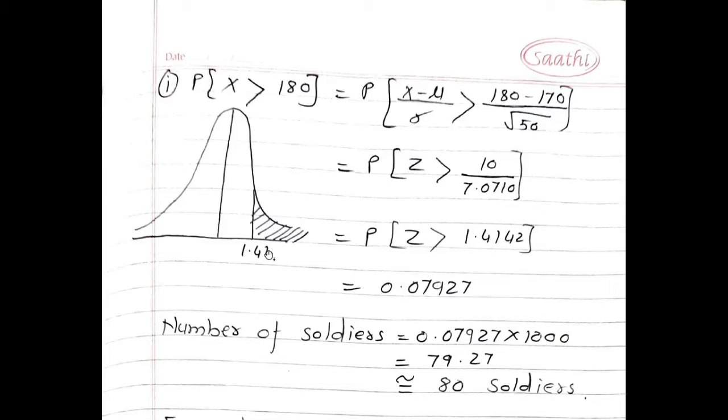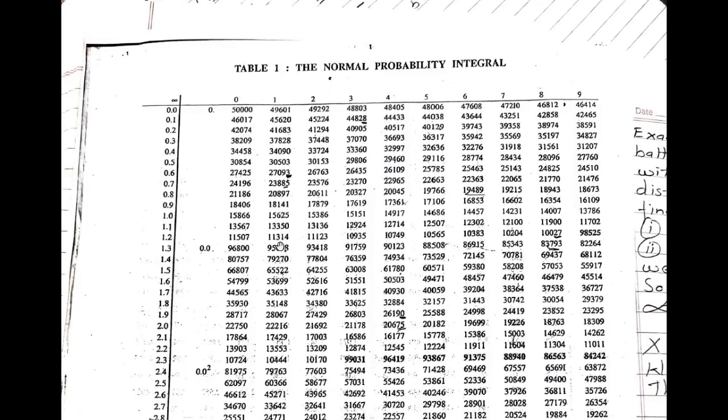So 1.41, this is the ordinate and we want the greater part. So we will mark the tail part of the curve. And we know that if the marked portion is the tail part, we are getting the answer directly. So I will see the value of 1.4 in the first column, which is 0.079270.